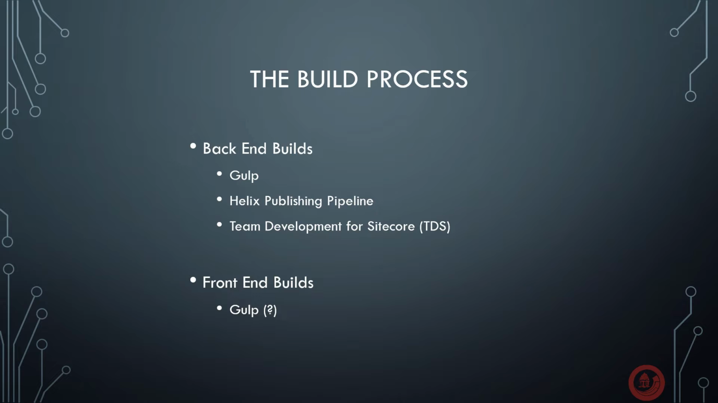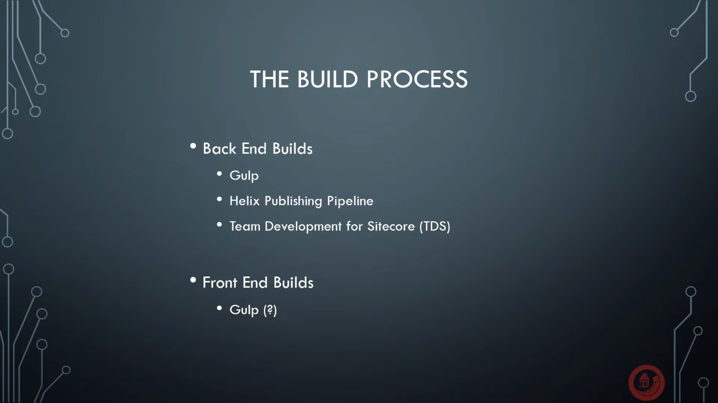Back-end builds, you could have multiple ways that this is being achieved locally on your local solution. And like I mentioned, this was an existing solution, so we were already using Helix publishing pipelines. But given the Helix structure nowadays, there are three ways that I have seen this happening. One is using Gulp, which I'm sure everyone is familiar with, which I think was around in Habitat as well.